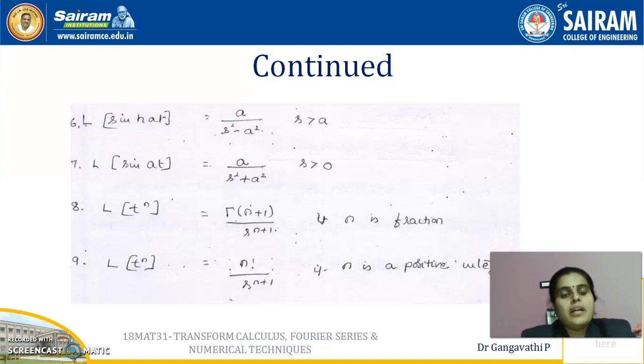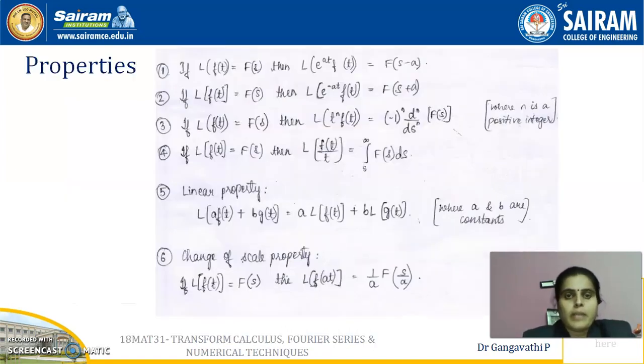And the ninth one, Laplace transform of t to the power of n. There are two cases here. If n is a fraction, we are going to use the eighth one. If n is a positive integer, that is a whole number, then we will be using the ninth formula, which is n factorial divided by s to the power of n plus 1.